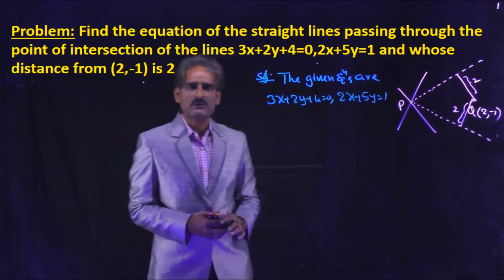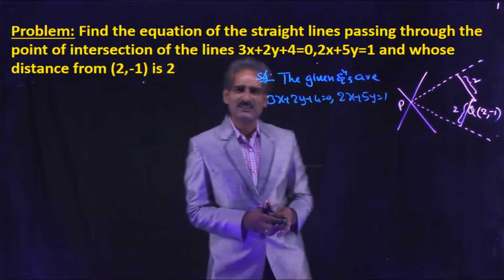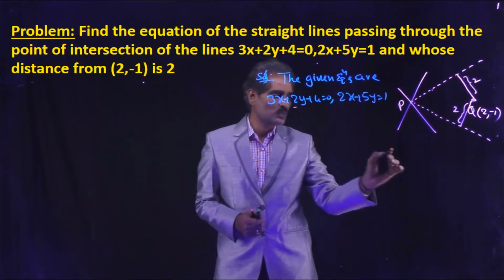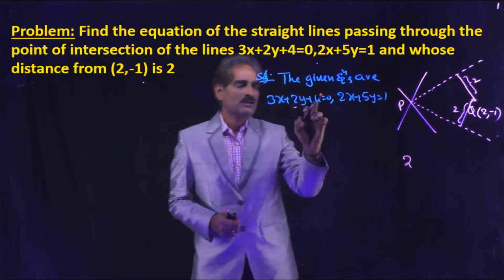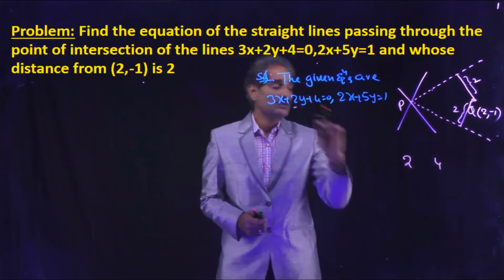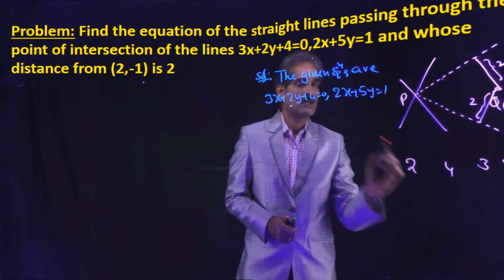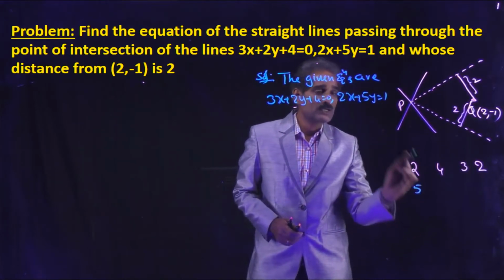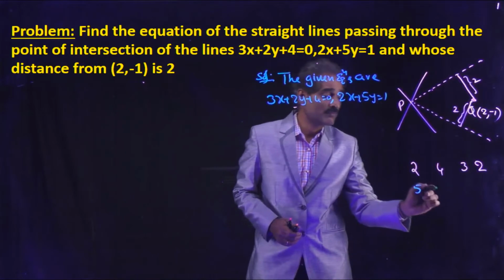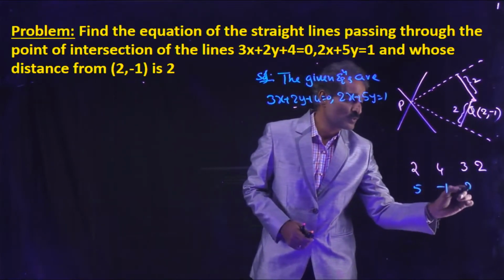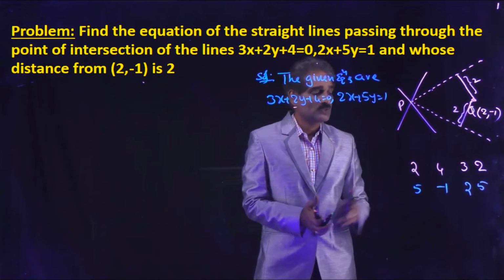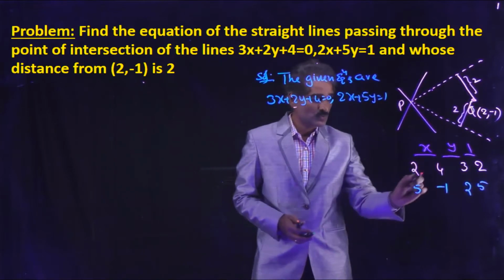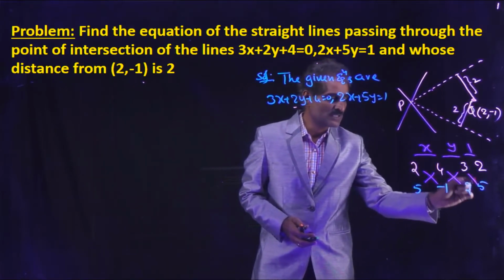Now find the point of intersection of these two. How can you solve it? By the cross-multiplication method, or otherwise by the elimination method also we can find it. Here the y coefficient is 2, constant is 4, x coefficient 3, 2. Similarly for the second equation, y coefficient 5, constant -1, x coefficient 2, 5. So now x, y and 1 are there: AD minus BC, AD minus BC, like that.